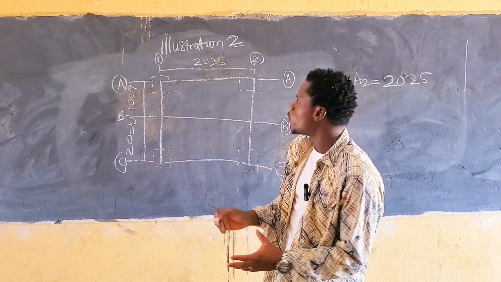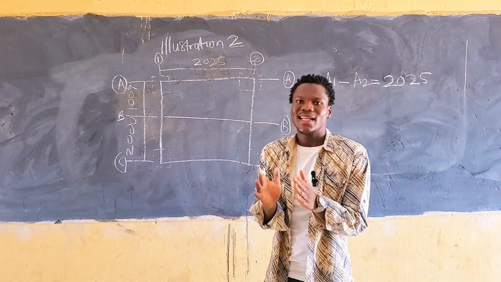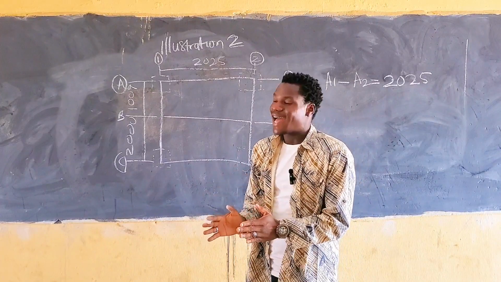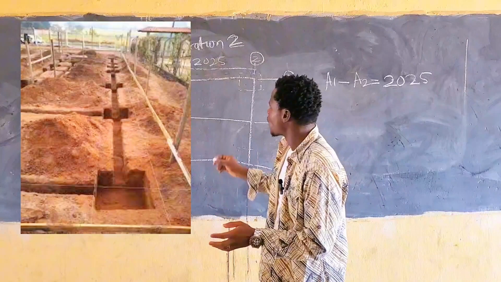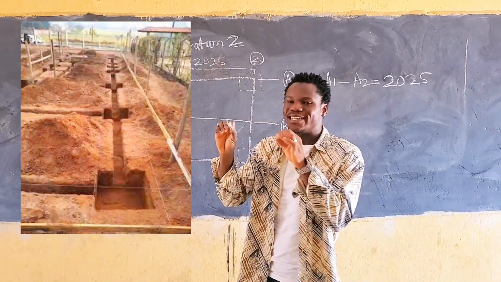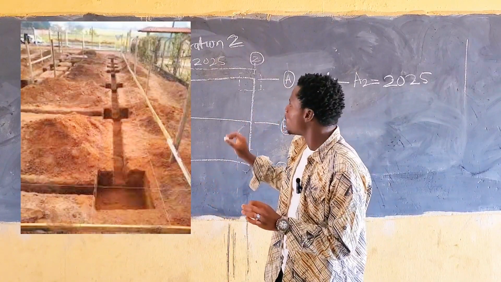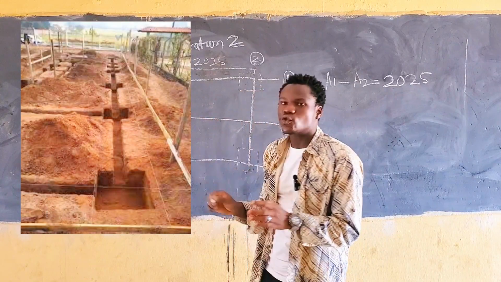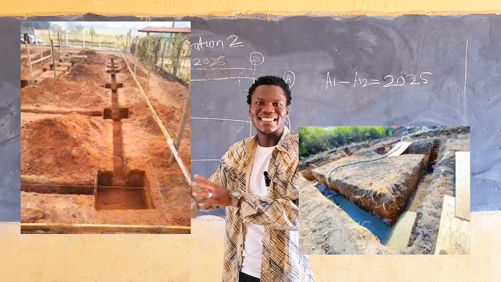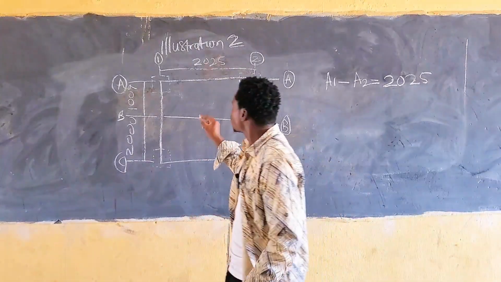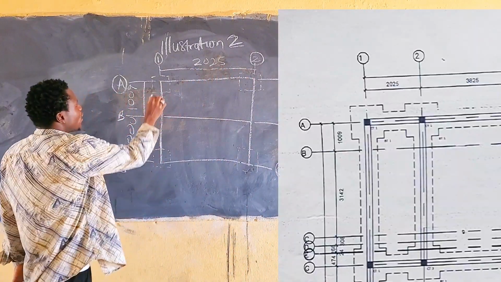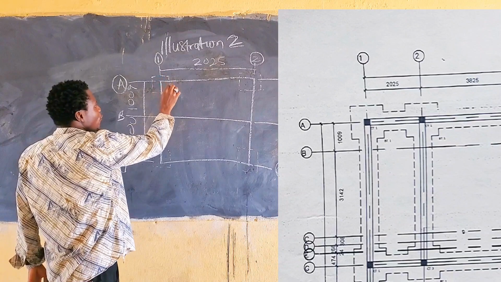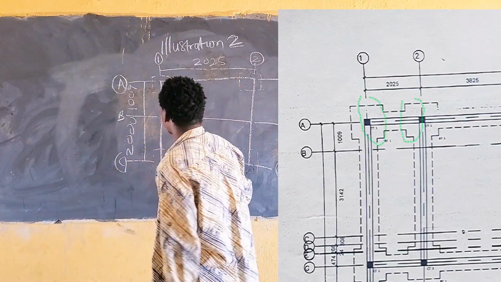But we want to learn how to measure the trench. And I said for the purpose of this class, whenever I say trench, I also mean strip. For us to measure the trench accurately, we must deduct the column bases because we'll be measuring the column bases separately. It's a different item of work. So now this 2025, along that dimension, a column base falls here and another one falls here.